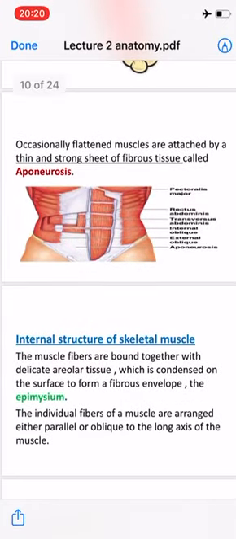And occasionally flattened muscles are attached by a thin and strong sheet of fibrous tissue called aponeurosis. عندنا نوع خاص من العضلات تتصل بما يسمى بالأبونيوروسيس. الأبونيوروسيس هو عبارة عن طبقة رقيقة وقوية من الفايبرس تسمى الأبونيوروسيس as shown in the picture.